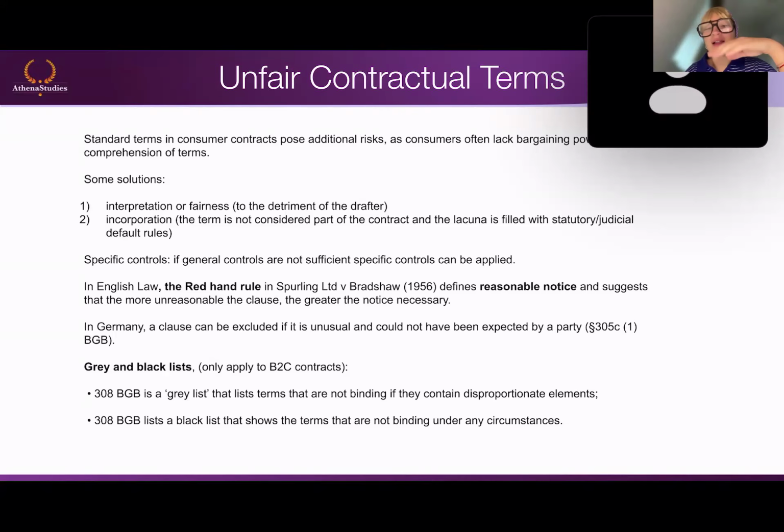Well, the gray list is the list of the terms that actually make the contract not binding in case they are disproportionate. So it basically gives room to argue that you can declare the contract void, or the term void, if it is disproportionate.